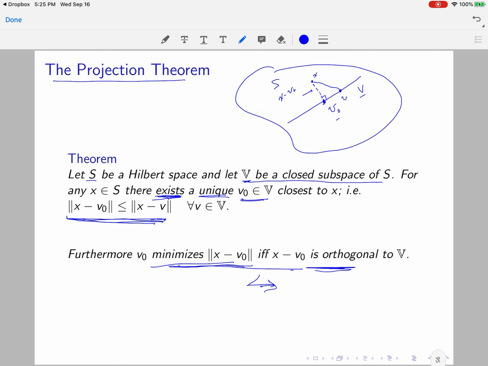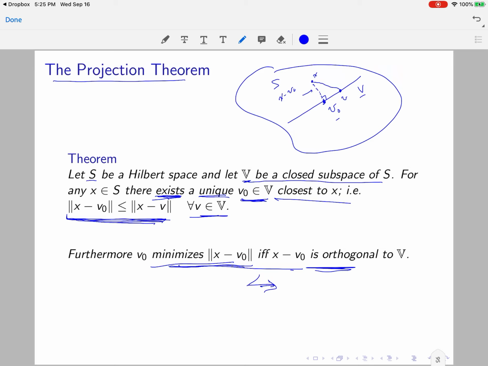So if we come back to the theorem, we've shown, in fact, that v naught is the closest element to x. In other words, the norm of x minus v naught is less than or equal to the norm of x minus v for every v in V. Okay, so we have proved the projection theorem.